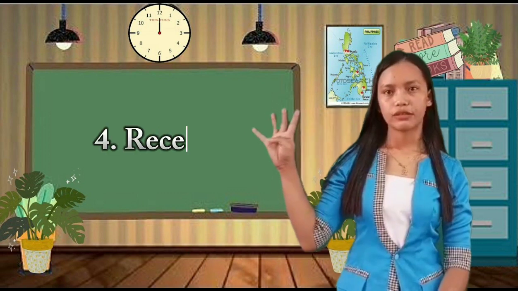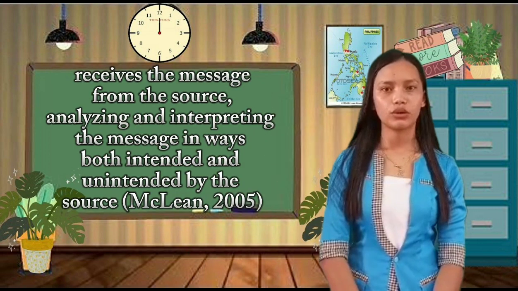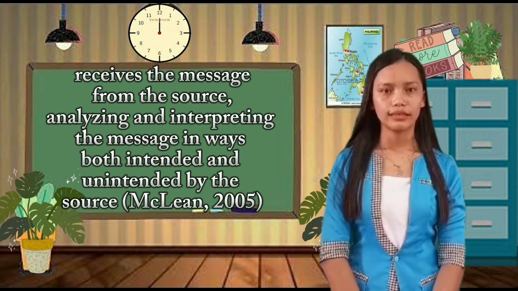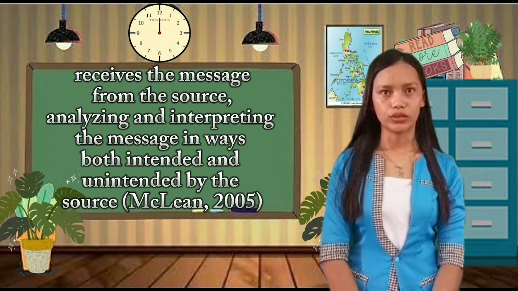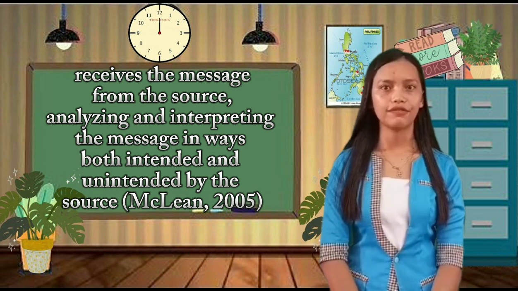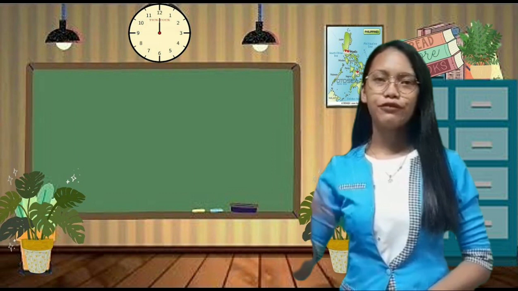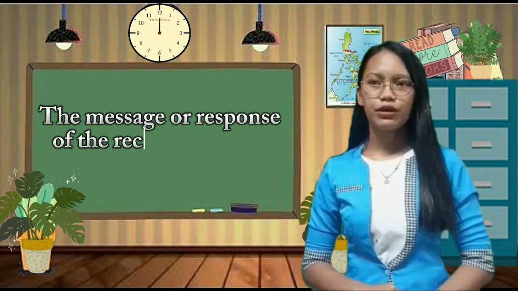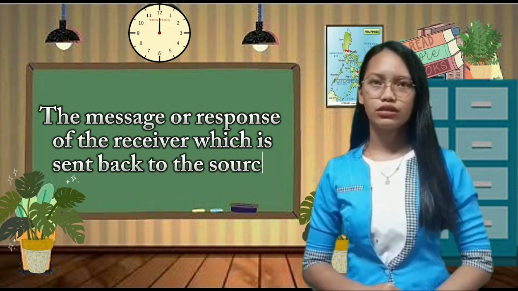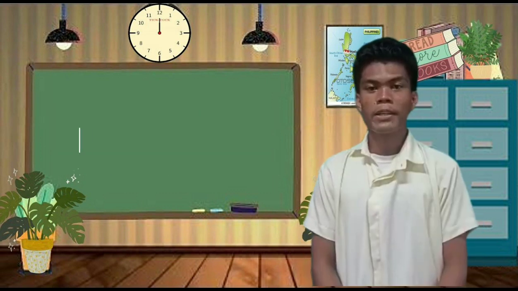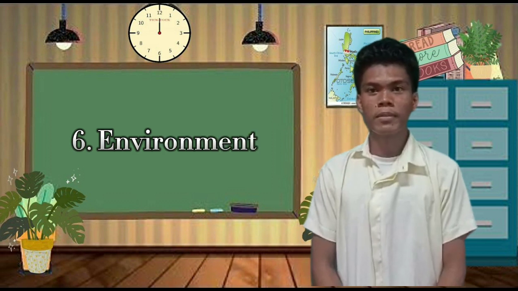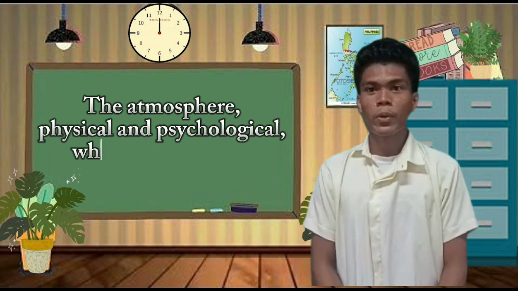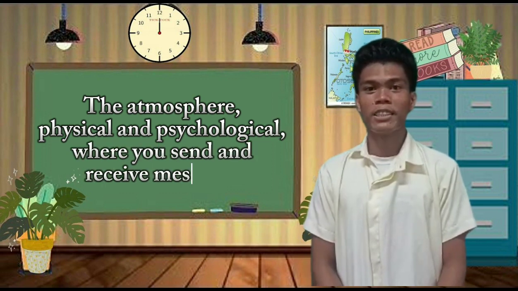Number 4. Receiver. Receives the message from the source, analyzing and interpreting the message in ways both intended and unintended by the source, according to Macklin 2005. Number 5. Feedback. The message or response of the receiver, which is sent back to the source. Number 6. Environment. The atmosphere, physical and psychological, where messages are received.